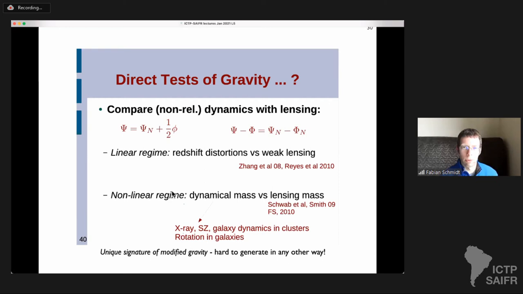And for a few of you, maybe someone followed very closely and noticed, wait, can't we do this with redshift space distortions, which probe this, and weak lensing, which probes this? And of course, exactly right. We can compare redshift space distortion and weak lensing, and modified gravity would generically predict a discrepancy between the two. We can also look at massive objects. For example, galaxy clusters: we can try to measure their dynamical mass using the velocity dispersion of galaxies or X-ray or Sunyaev-Zeldovich effect. And we can compare that with the mass obtained from gravitational lensing.